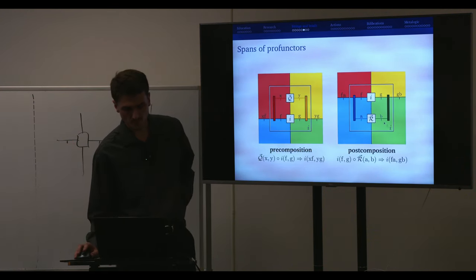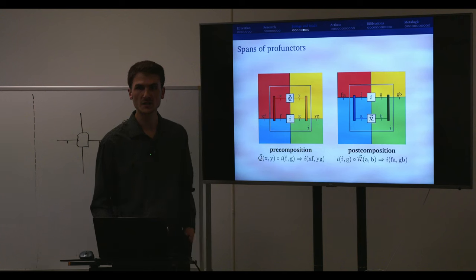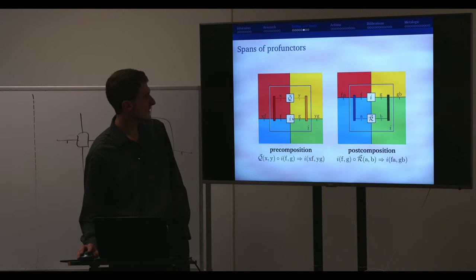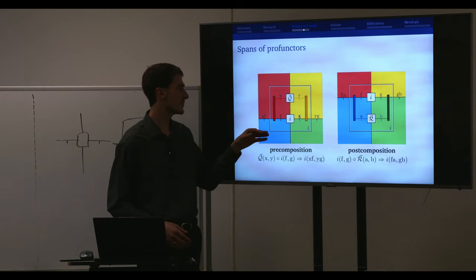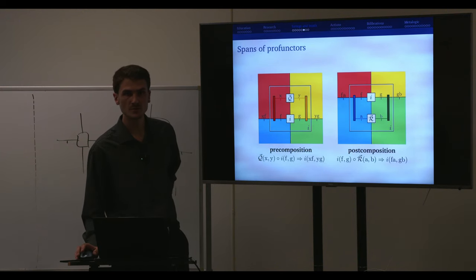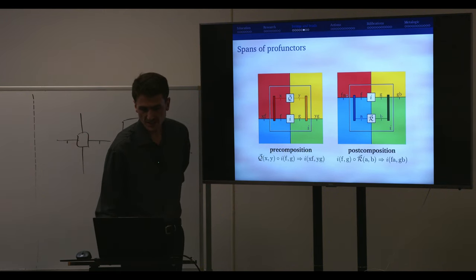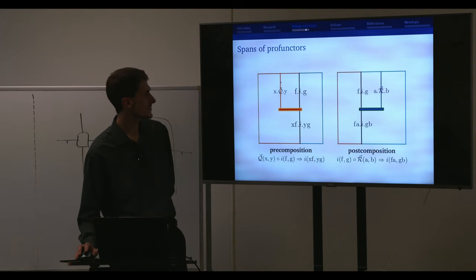So it's the exact same type of diagrams, except now we're thinking about actions of Q and R on I. So given a morphism of Q over X and Y, and then some I over F and G, then their composite lies over XF and YG. It's the exact same idea, except now we have four different colors because we're thinking about heteromorphisms, but it's the exact same idea. So again, by slicing these down the middle, we can see that what we're defining is a bimodule of lax functors Q and R.